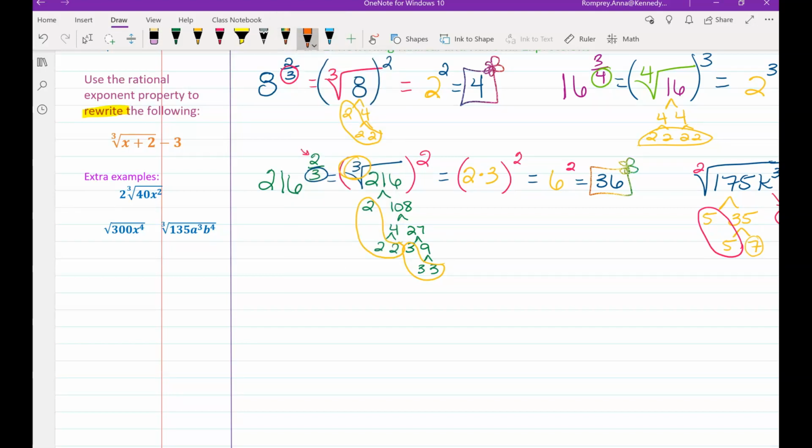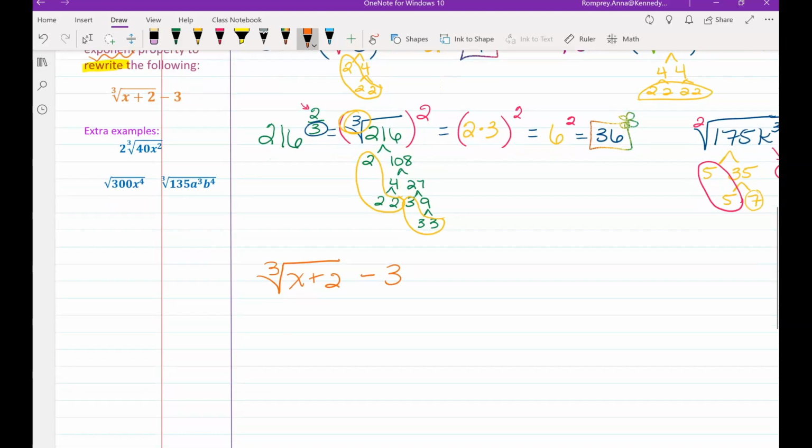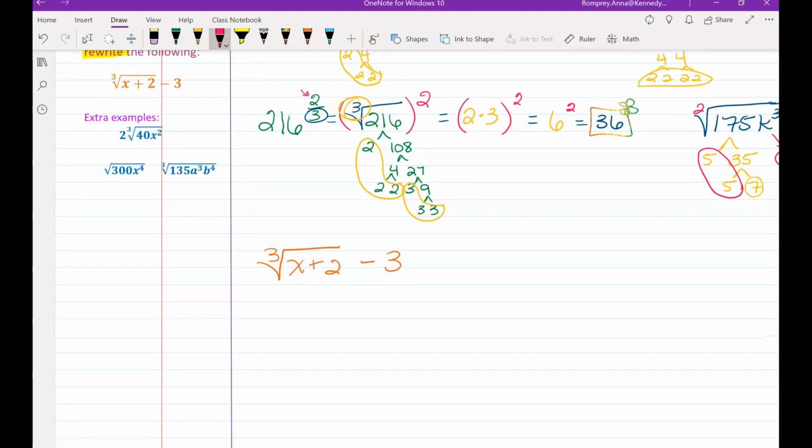So I'm going to go ahead and write the cube root of x plus 2 minus 3. So rewrite using the rational exponent property. So it wants us to rewrite with exponents. So remember, it's all about the index. Our index is 3. So our rational exponent is going to have a denominator of 3. Now x plus 2.